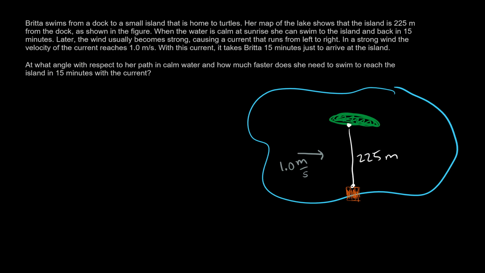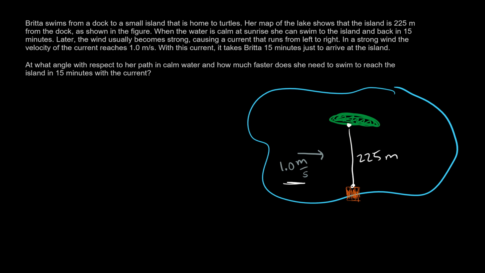Let's take a look at a second example here. So here we have a woman that's swimming from a dock to a small island, and the island is 225 meters from the dock. When the water's calm, she can swim to the island and back in 15 minutes, but later the wind usually becomes strong, causing a current that runs from left to right, as shown right here. In strong wind, the velocity of the current reaches 1 meter per second.